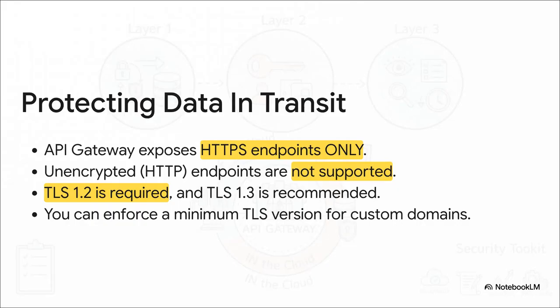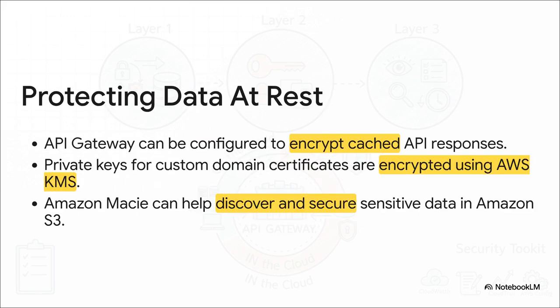So, how do we protect data while it's on the move? Well, API Gateway gives you a huge head start here. And this is a big deal. It only exposes HTTPS endpoints. That means all your traffic is encrypted by default. You literally can't create an unencrypted HTTP endpoint. This is a perfect example of AWS handling the security of the cloud by enforcing a really strong baseline for you. And for data that's just sitting still, you've got some powerful tools for that too.